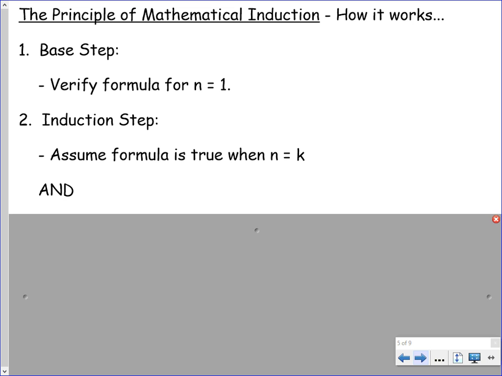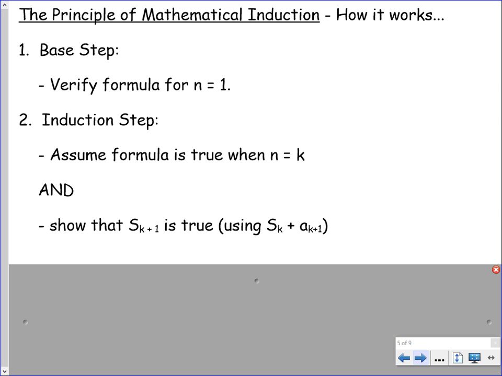Then, after you assume it's true, you also have to show that s sub k plus 1 is true. So you're assuming it's true for n equals k, then you're going to show that it's true for the next term, setting off that domino effect, where we can then knock down consecutive terms and prove all the cases.